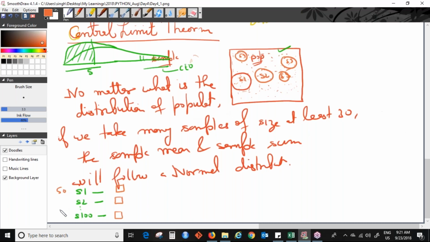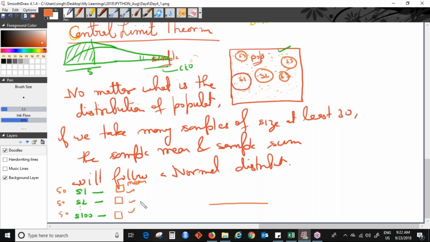So let's say this has 50 individuals, this also has 50 individuals, this also has 50 individuals. So in sample 1 you will get 50 different salaries. You take the average of all that salary, the sample mean. You take the average of all those 50 individuals. Similarly, in sample 2 also you have 50 individuals. Take the average salary of all those 50 individuals. And then whatever number you get, you plot a histogram using those numbers.